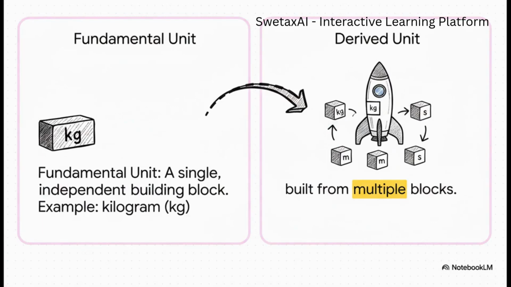So this really gets to the heart of it. On one side, you have a fundamental unit like the kilogram. It's a single, unbreakable block. On the other side, you have a derived unit like the Newton, which is a whole structure we built using those fundamental blocks. And here's the key. Every derived unit, no matter how complex, can always be traced back to its fundamental parts.